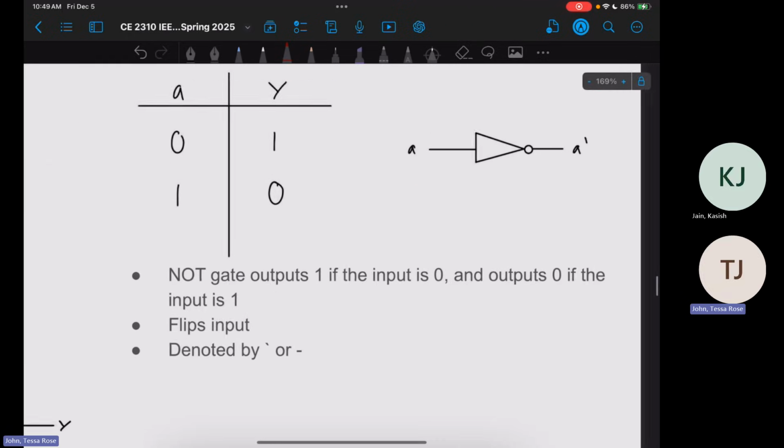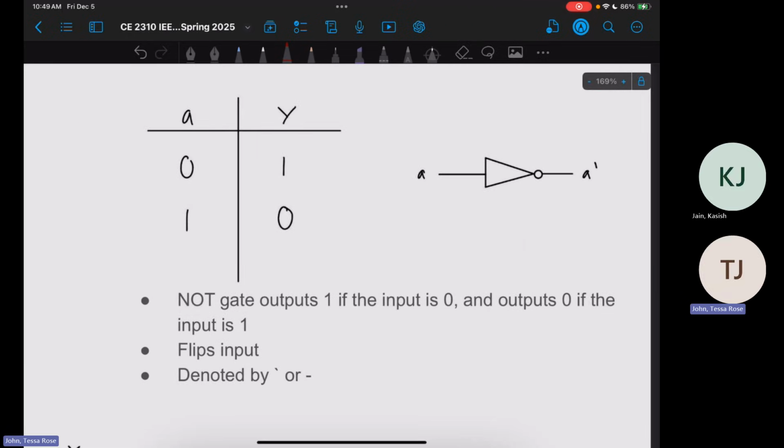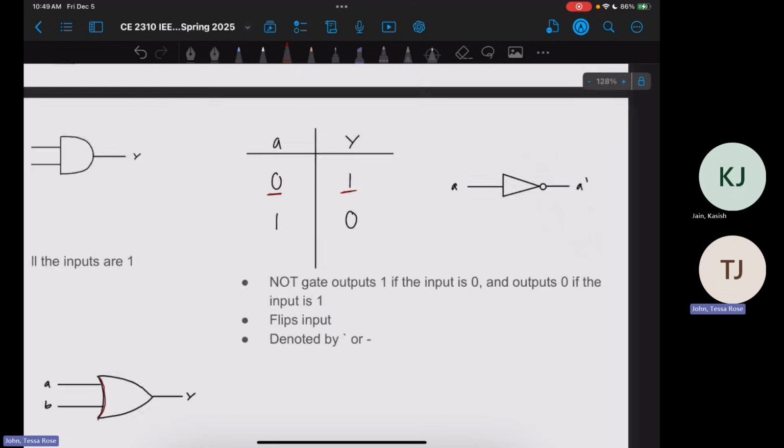Last one is your NOT gate. This one is kind of like an opposite gate. So whatever the input is, it'll make it the opposite for the output. And it looks like this. It has an inversion bubble and then the triangle.